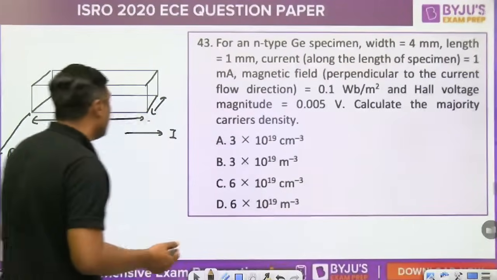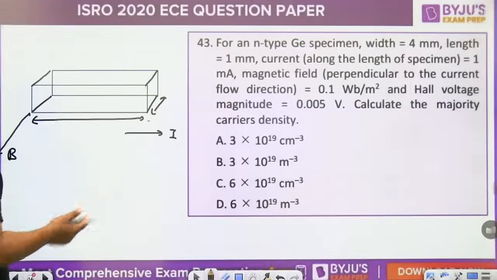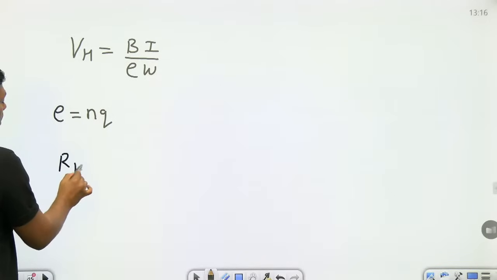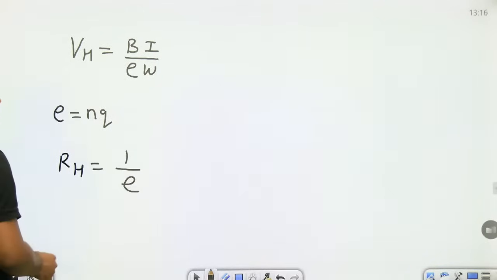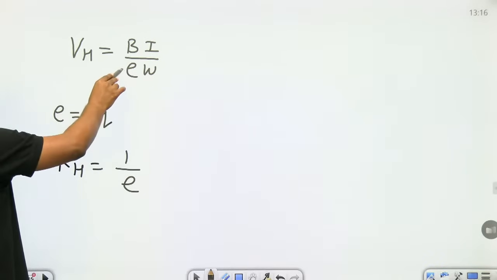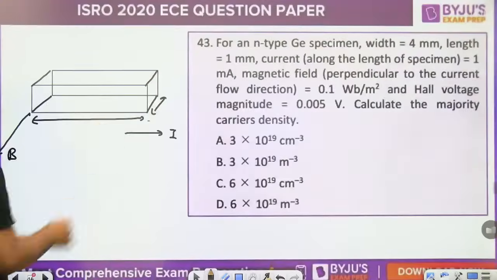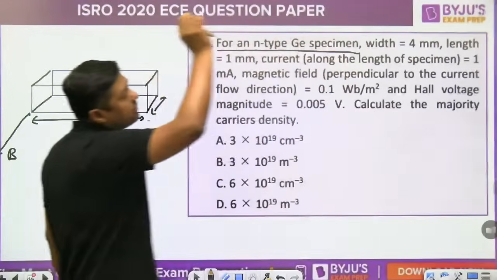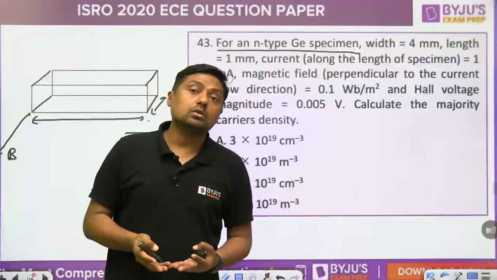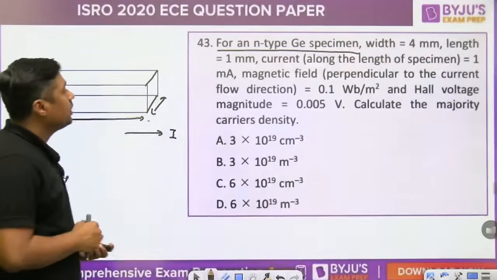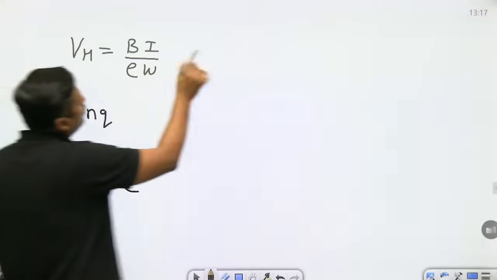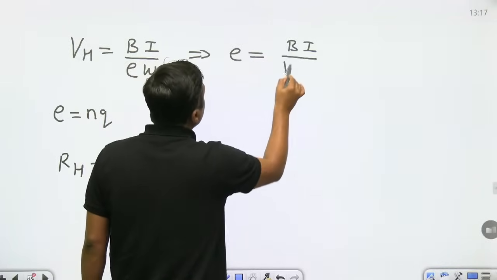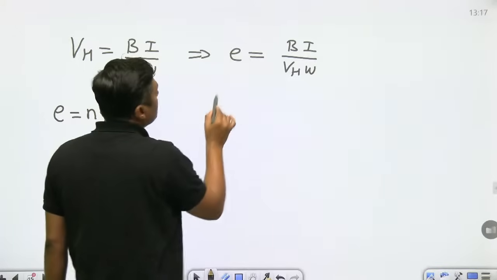Very simple formula for the Hall voltage, that is BI by rho W, where rho is NQ, and 1 by rho is called the Hall coefficient. Once you get the idea about rho, you can find NQ. What is asked here? Calculate the majority carrier. Because it is an n-type germanium specimen, it means electron. You have to find the concentration of the electron. So rho is equal to BI by VH into W.